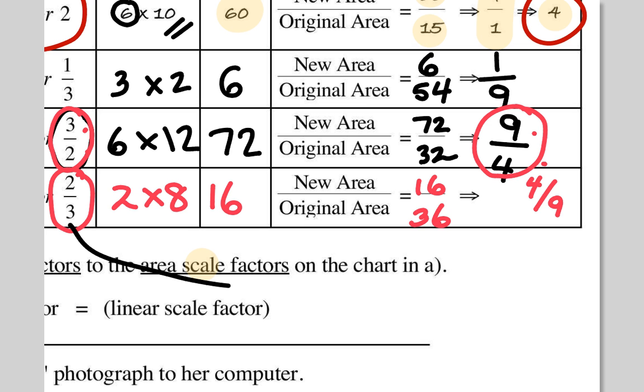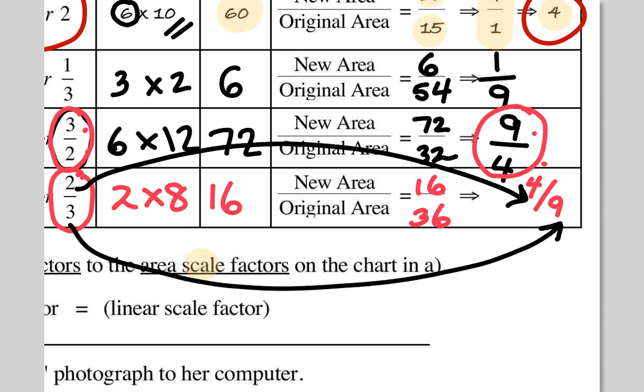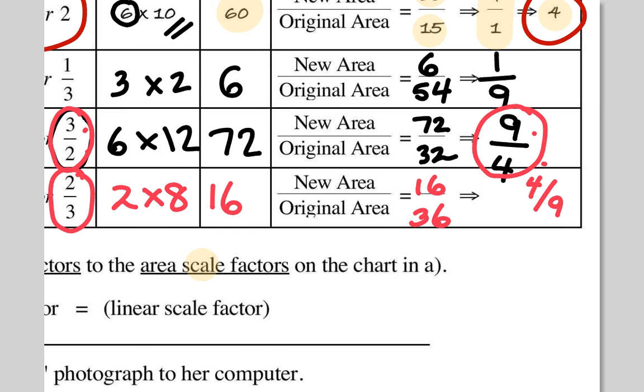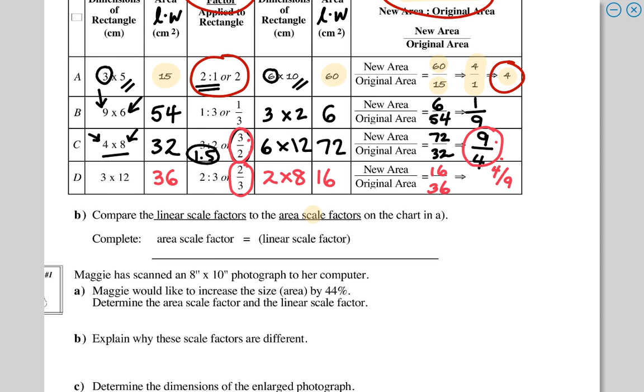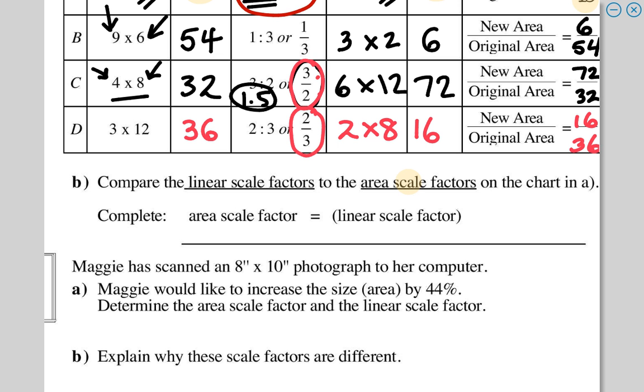Did it work? 3 became 9. 2 became 4. So now you can complete this formula. Area scale factor equals linear scale factor squared.